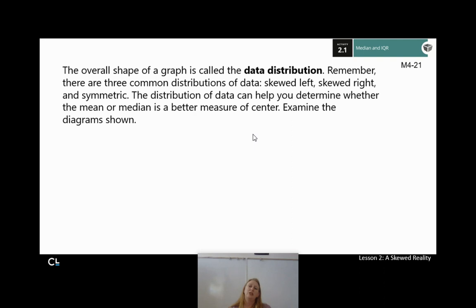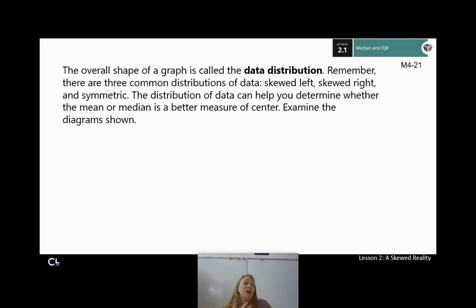So when we're looking at the overall shape of a graph, we call it data distribution. When I'm looking at the overall shape of my graph, where my stuff is clustered, that's what we call data distribution. So remember that there are 3 common types of data distribution here. It can be skewed left, it can be skewed right, or it can be symmetrical, right? Perfectly even. And the distribution of data can actually help you determine whether the mean or the median is a better measure of the center.